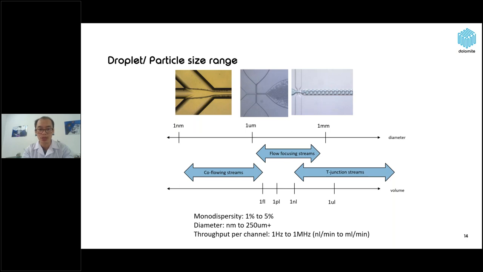With microfluidic technologies, we can achieve very monodisperse particles or droplets with 1% to 5% PDI, and the diameter will range from nanometers to 250 micrometers or larger. The throughput per channel will range from nanoliter per minute to milliliter per minute. It's a very wide range in throughput selection.